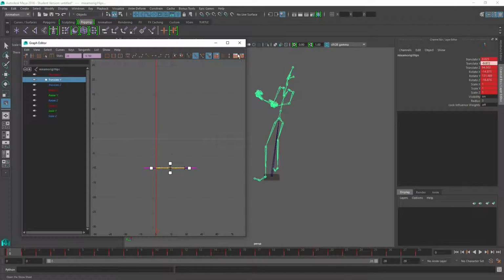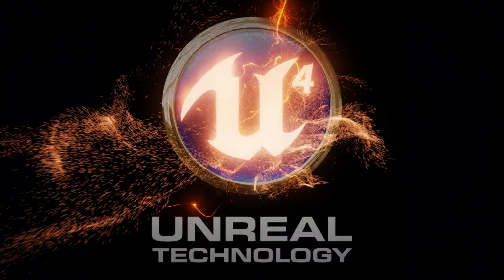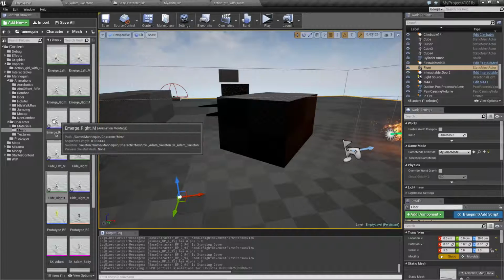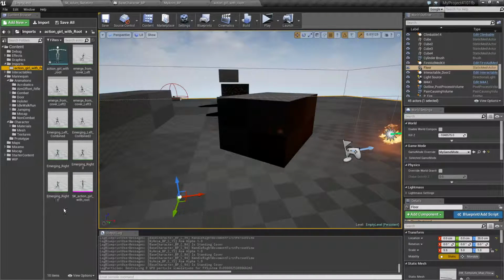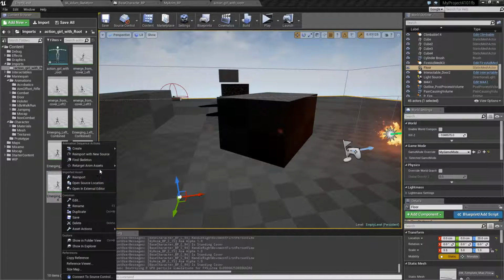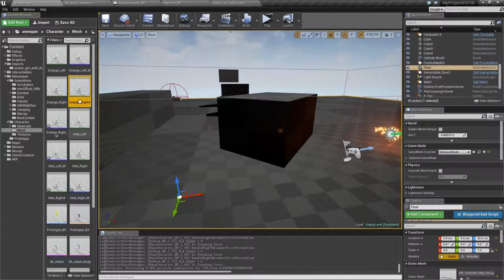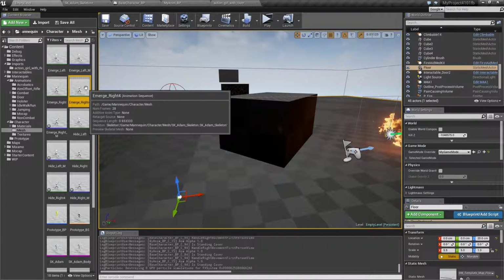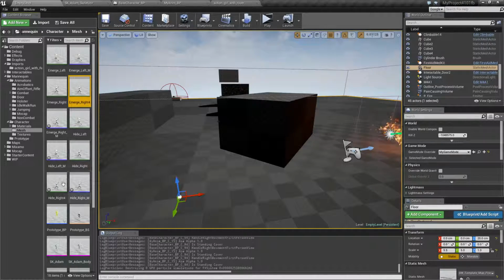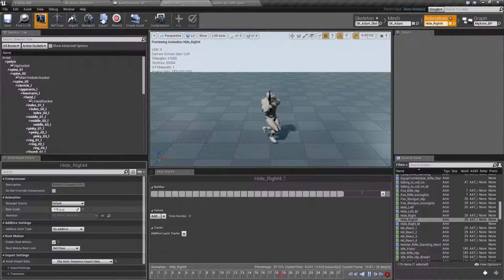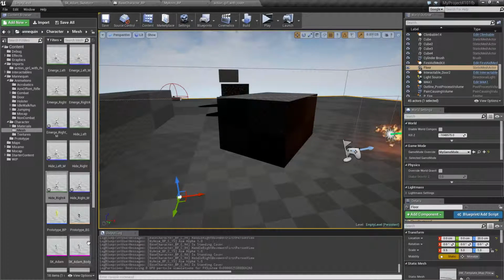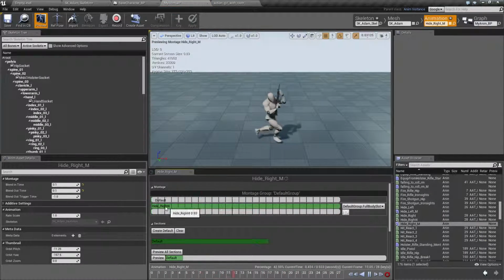So after saving this, I re-imported it into Unreal, and called it emerging right 4, retargeted that to my skeleton, and I called it emerge right 4. I replaced it on the emerge right, and I duplicated it and called it emerge right 4, changed the rate scale to -1, and then I replaced it inside here, so it's now using this one. And that's all I did, and then it worked.